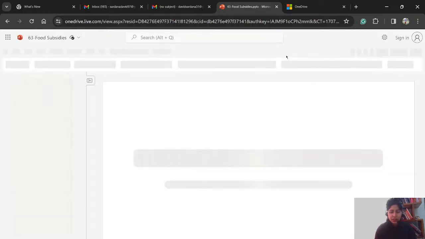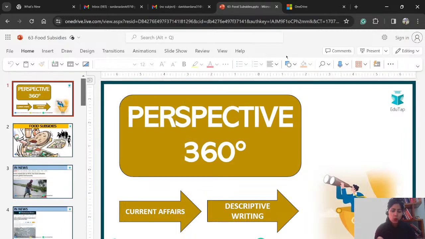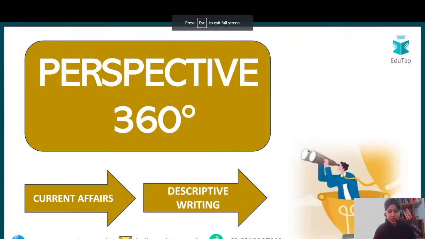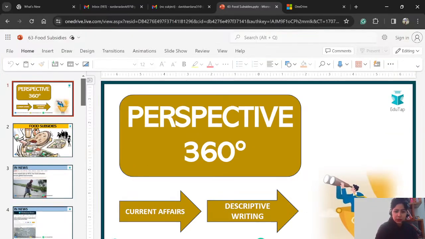As you know, today's topic is food subsidies. Why does the West oppose India at WTO? And this has not happened for the first time, it has been happening year after year. So what are the reasons for the same? We are going to look at some of the reasons and we are also going to identify what are the structural issues associated with the same.